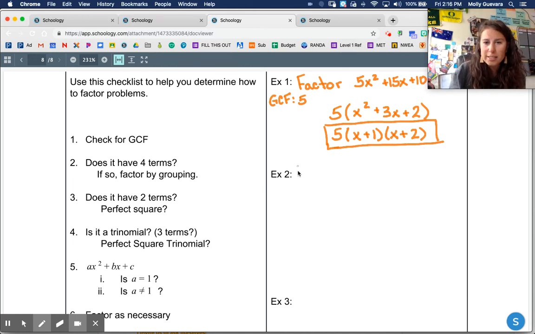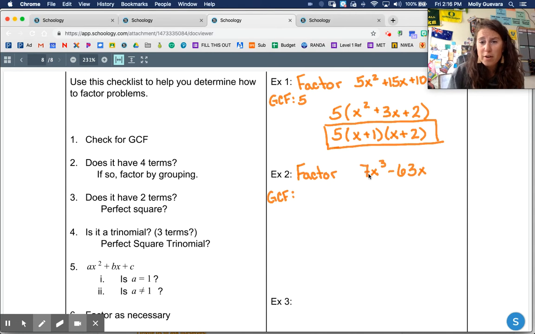Okay, let's look at example 2, which says to factor 7x cubed minus 63x. Okay, so here I'm curious. I do have a greatest common factor. That's my first thing I check for.